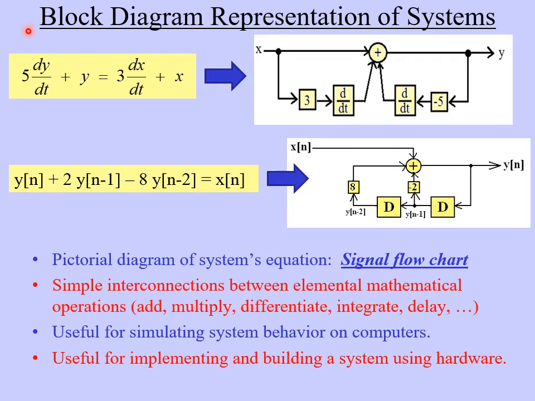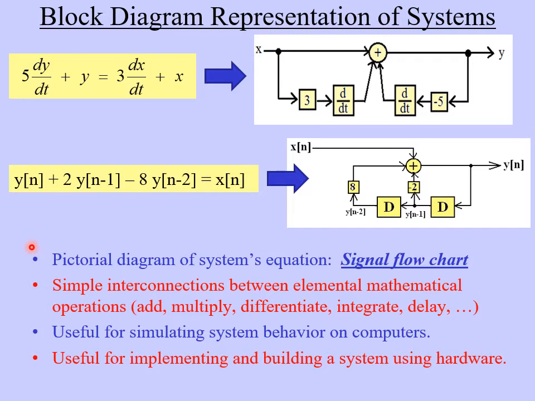A block diagram representation of a system has a couple of examples shown here. This is a block diagram for a continuous time system, and basically what this does is it takes the equation for the system, which is a differential equation, and replaces all of the mathematical operators with symbols. We're going to do the same for a discrete time linear difference equation, and likewise come up with a block diagram representation for that system as well.